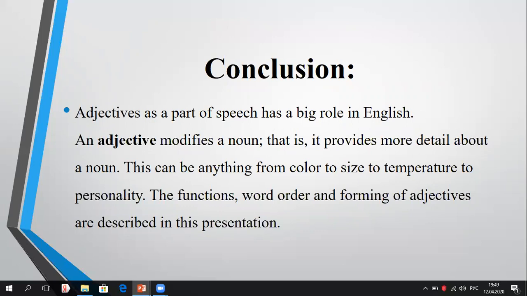That's all for today, and next time we'll continue with what adjectives mainly there are: degrees of comparison, and some other types of adjectives.